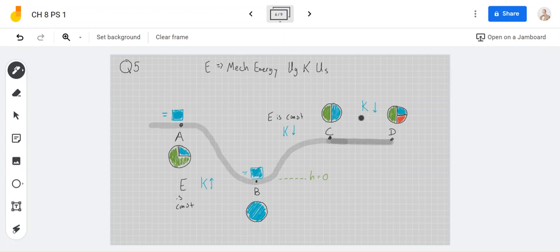What happens here? E is decreasing because this thermal energy that's generated is released to the surroundings. It's not conserved within the Earth-block system. And so we could say that you're generating some thermal energy. It's not the mechanical energy. It's released to the surroundings.